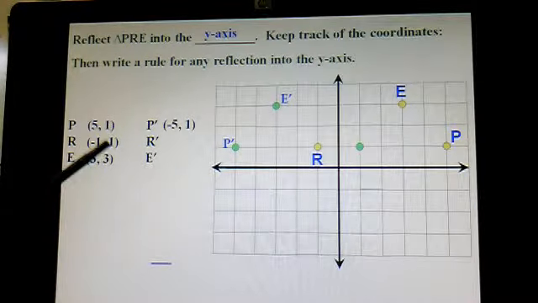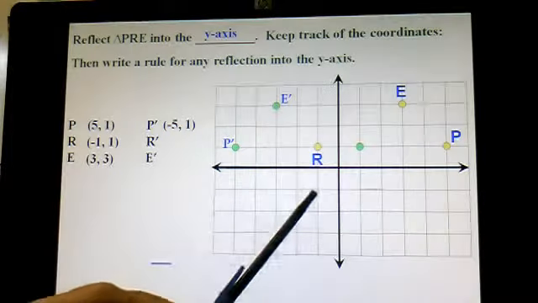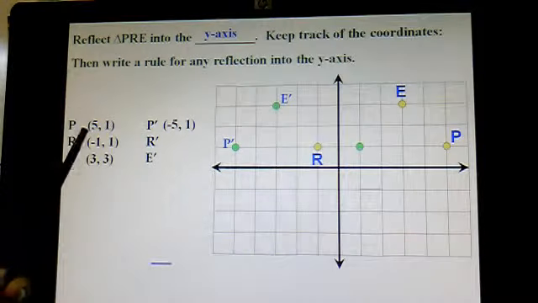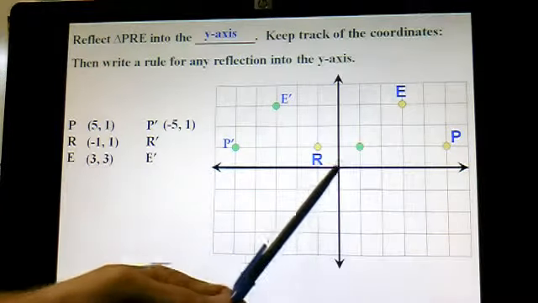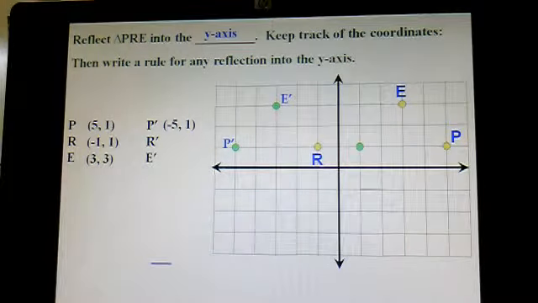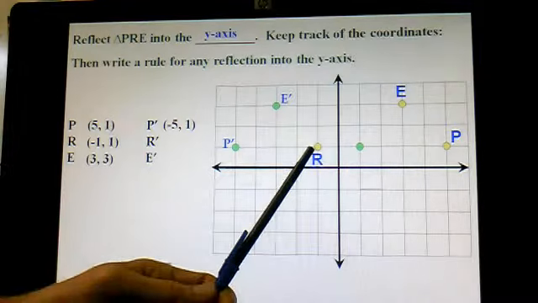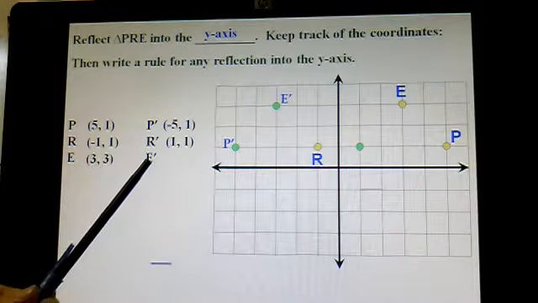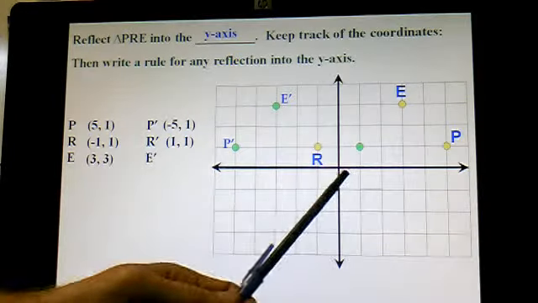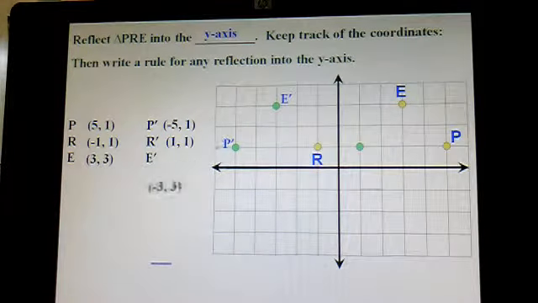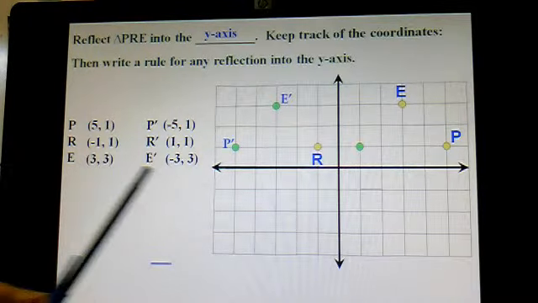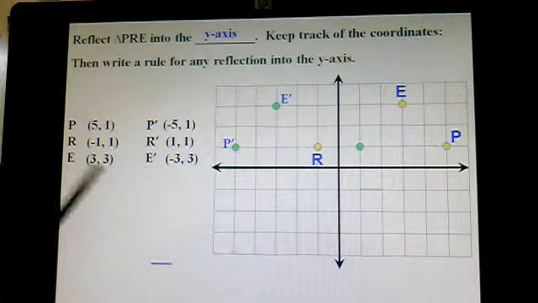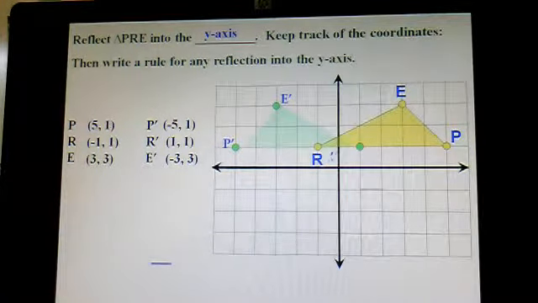What I want you to do now, just like we did in the other ones, we've done it graphically, done it visually. Now we're going to look at it numerically. 5, 1 has now been moved to negative 5, 1. Negative 1, positive 1 is now positive 1, positive 1. And then E prime, it was 3, 3, now it's negative 3, 3. Very similar to the last one. If you look at just the numbers, look at the coordinates, you can easily see what happens whenever you reflect something into the y-axis. And I want to be able to write a rule for that.